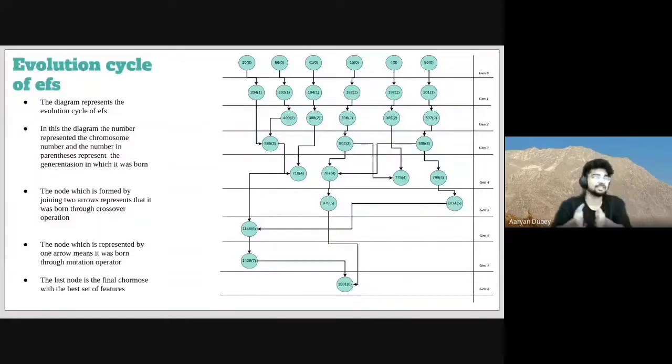In the more complex diagram, we will see some creatures that will be created in generation 4. That means it didn't evolve through any generation. It was randomly created in generation 4 and can help us to reach our best creature. So this is just a simple and some complex cycle of the EFS.